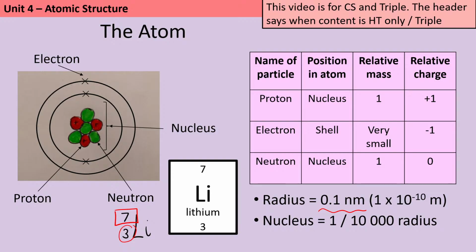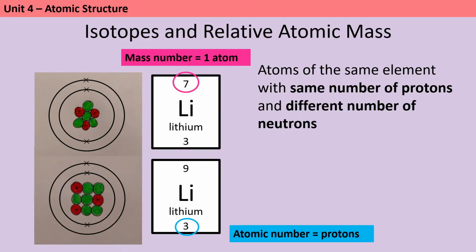Atomic structure is relevant because when we're talking about radioactivity, it tends to be different isotopes of elements that we're interested in. Isotopes are atoms of the same element that have the same number of protons and different numbers of neutrons. It's really important that you define them as atoms and that you give the definition in terms of subatomic particles and not just the mass number and the atomic number, which some other exam boards do.